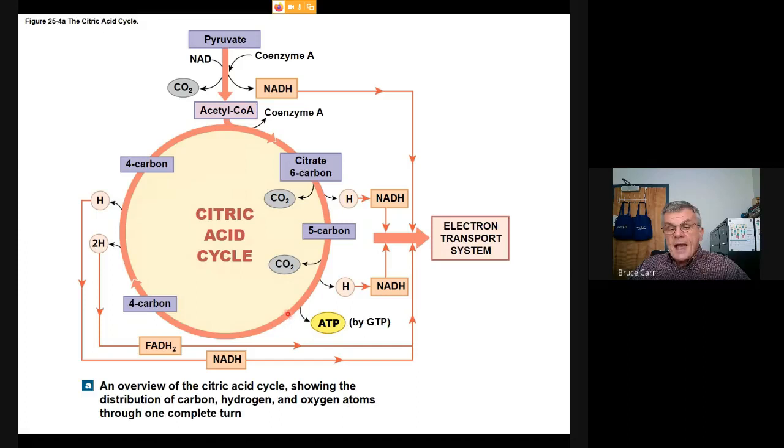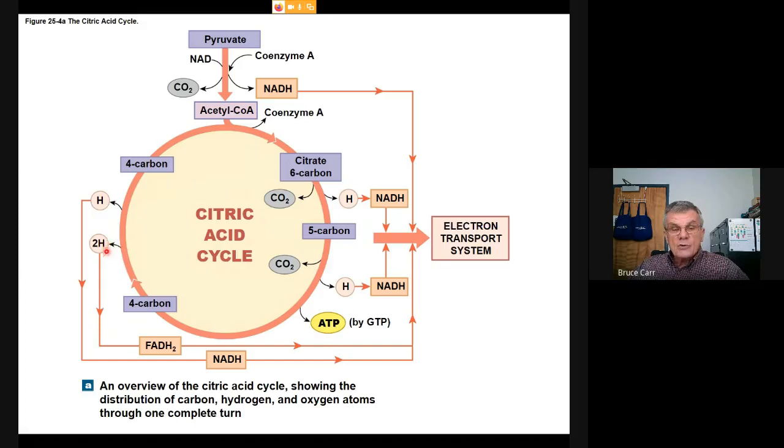So what happens down here at about the 4 and 5 o'clock region of this circle is that it actually forms GTP, glutamine triphosphate, which is immediately converted to ATP by the cell. We go along with several 4-carbon rearrangements where no energy is yielded. But over here, there are 2 steps.